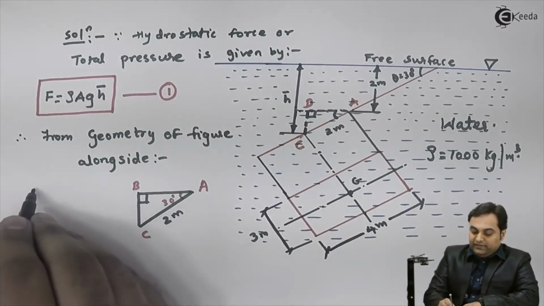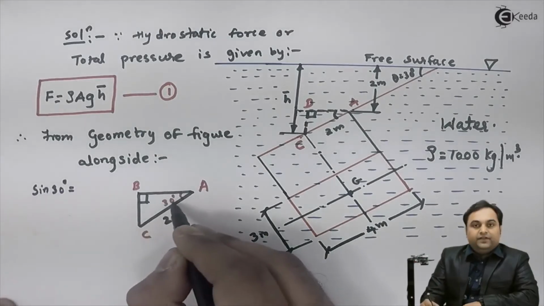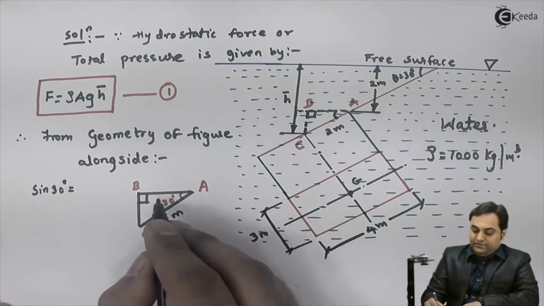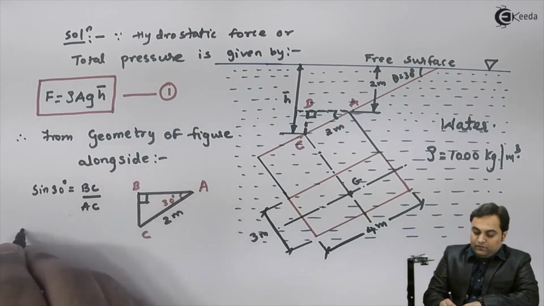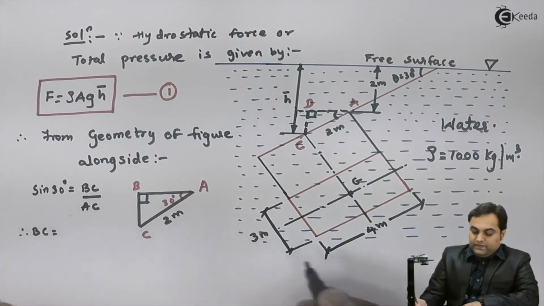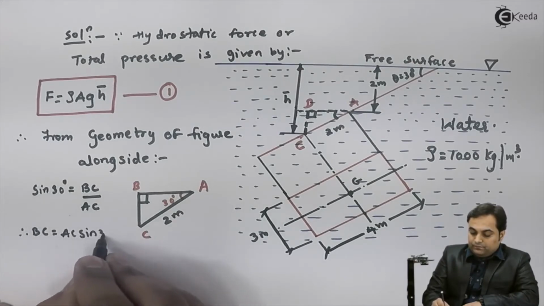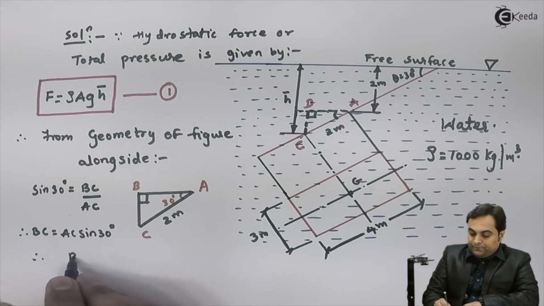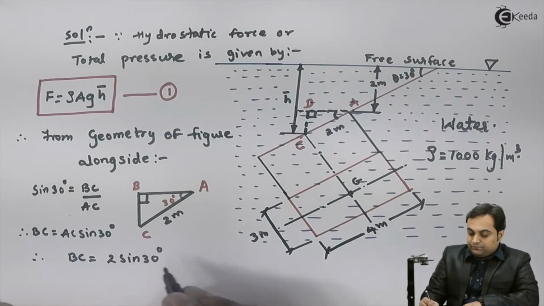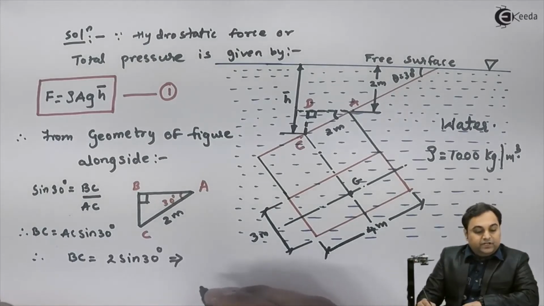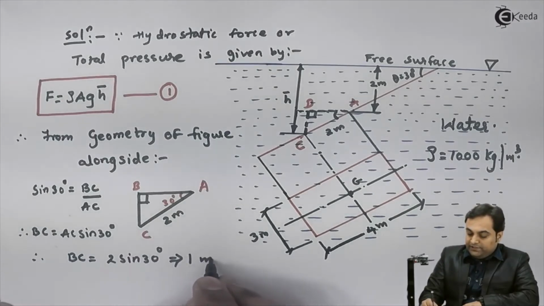So now I'll use the formula of sine 30 degree, that is sine theta is equal to opposite upon hypotenuse, that is BC upon AC. So from this, BC is equal to AC into sine 30. Therefore, AC is 2, so 2 sine 30, and finally the BC value comes out to be 1 meter.